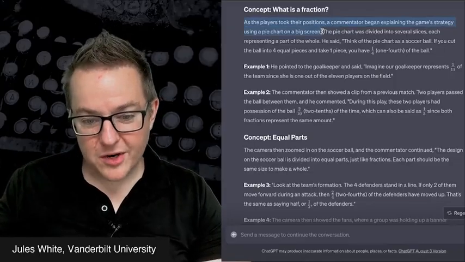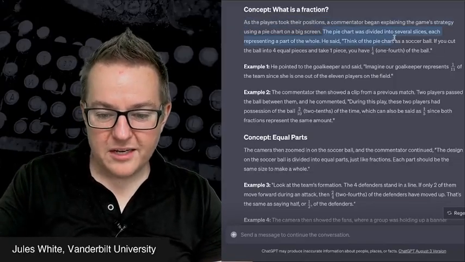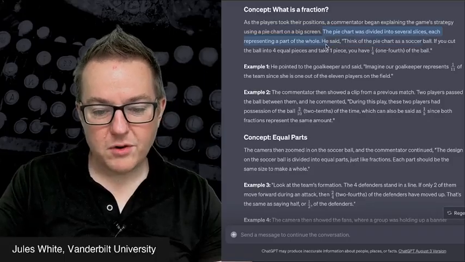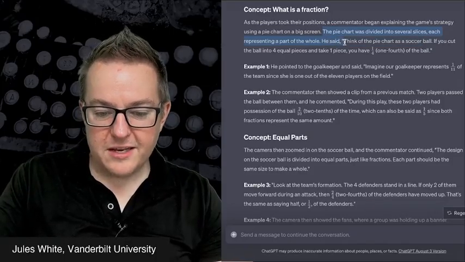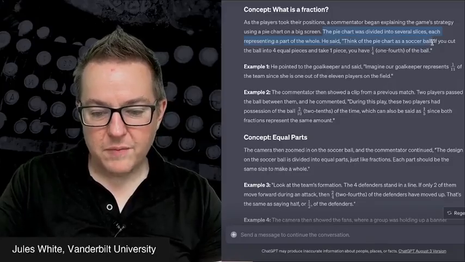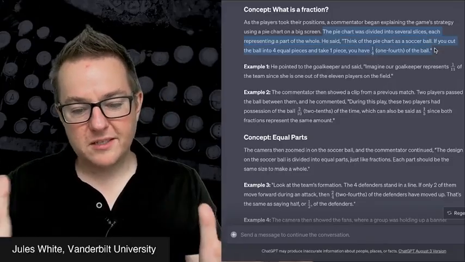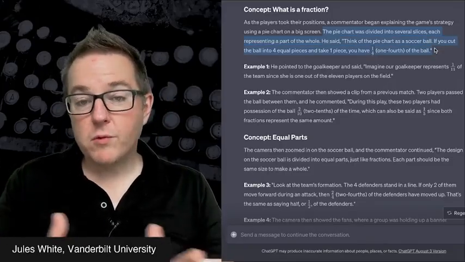chart on a big screen. The pie chart was divided into several slices, each representing a part of the whole. He said, think of the pie chart as a soccer ball. If you cut the ball into 4 equal pieces and take one piece, you have 1/4 of the ball.